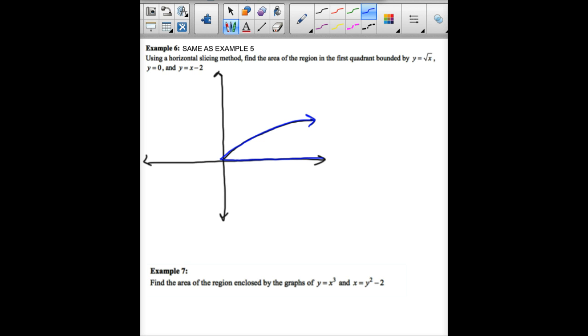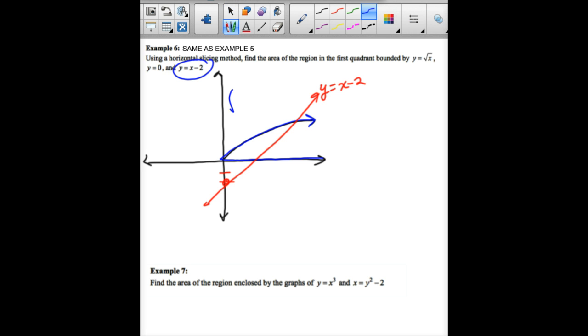And then I've got a line also that I need to create my region. And it's the line y equals x minus 2. So when I graph that, I'm down at -2. And I go up 1 over 1, up 1 over 1, up 1 over 1. I've got a line going like this. And I'm going to label it. That's y equals x minus 2.